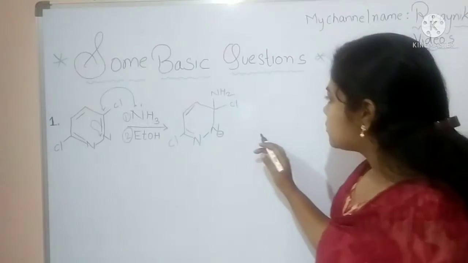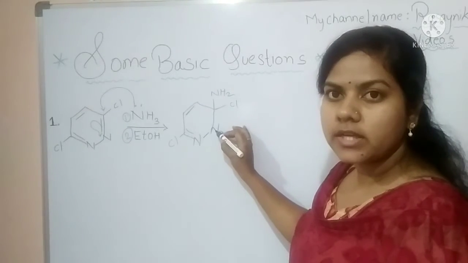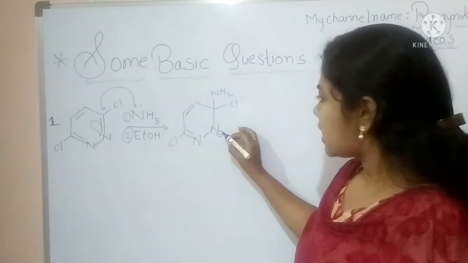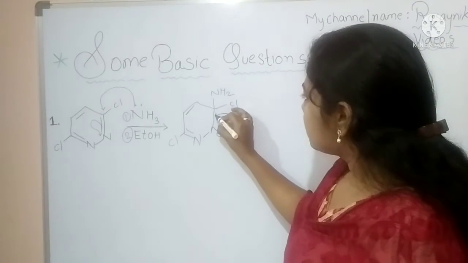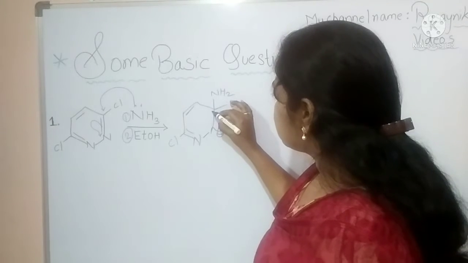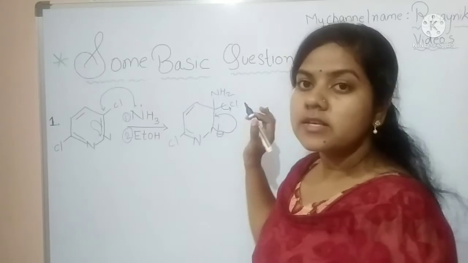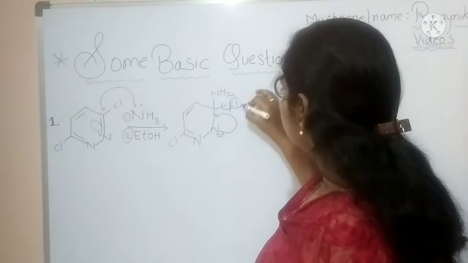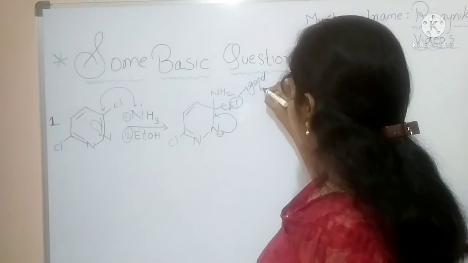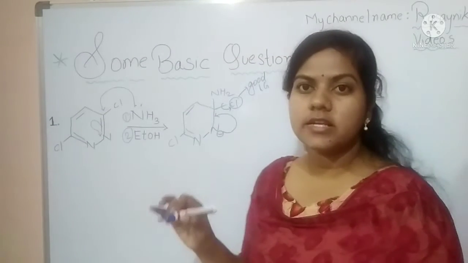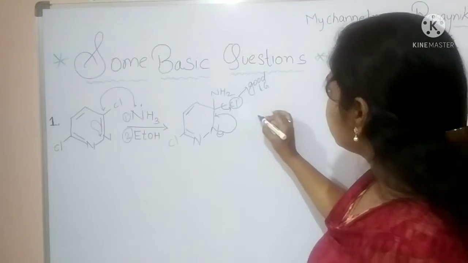Okay, what is the next step? This nitrogen containing the negative charge will react again with the double bond, and the Cl gets removed because Cl is a good leaving group. Cl is a good leaving group, so it gets removed automatically.